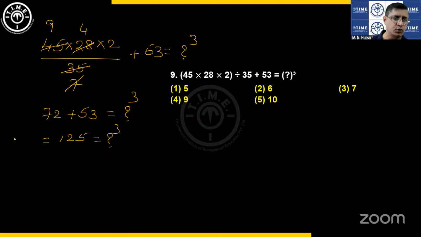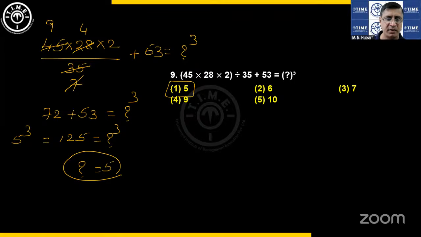So what is the value of question mark? Here 125 is equal to 5 cube. So question mark is equal to 5. Answer choice 1. The first option is the right answer.